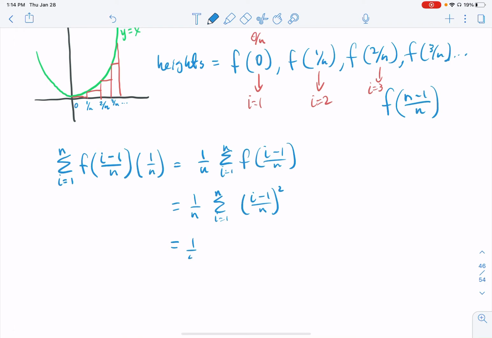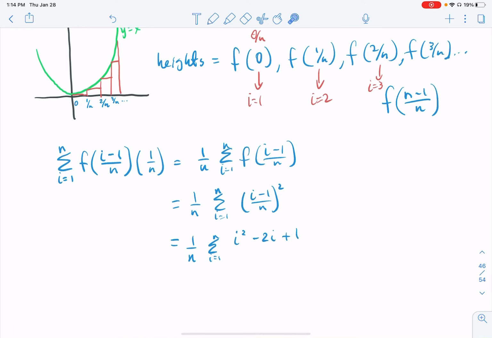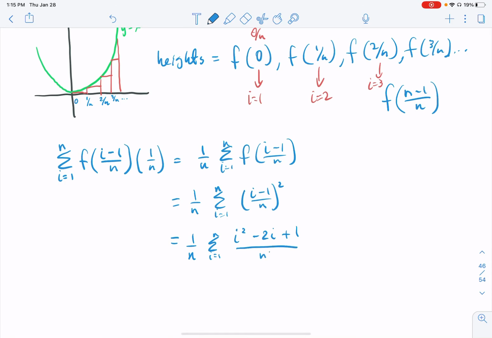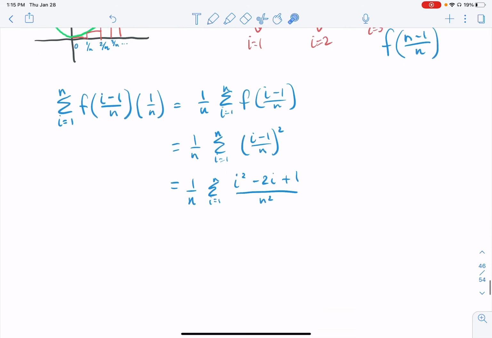Bring all this other stuff down. I would have, so think of the square of a binomial. That's going to be i squared minus 2i plus 1 whenever you square out this i minus 1 across the top over n squared. Once again, the n right here is basically a constant in terms of the variable for this summation. So it gets to come out and meet this other n to make 1 over n cubed, summation from i equals 1 to n, of i squared minus 2i plus 1.